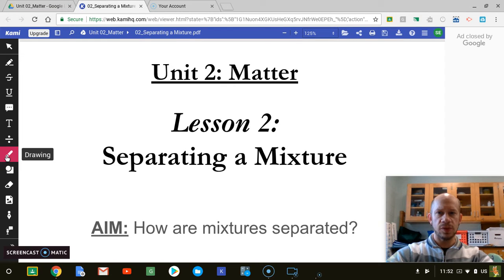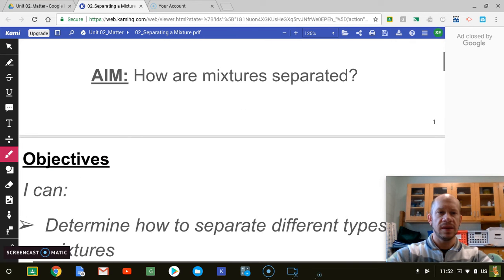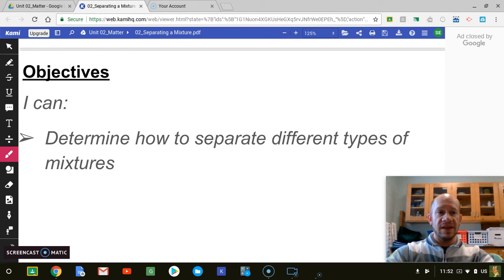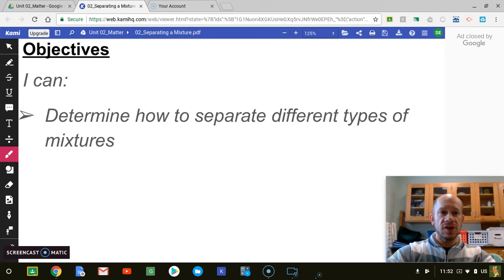This is Unit 2, Matter, Lesson 2, Separating a Mixture. How are mixtures separated? By the end of this video, you should be able to determine how to separate different types of mixtures.